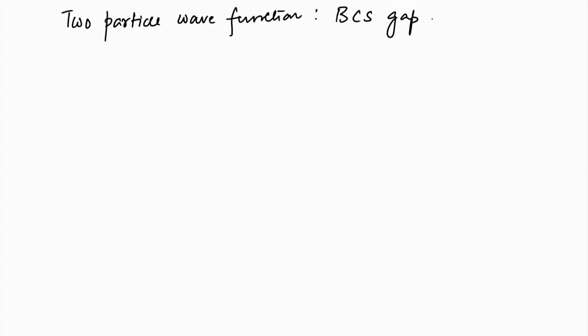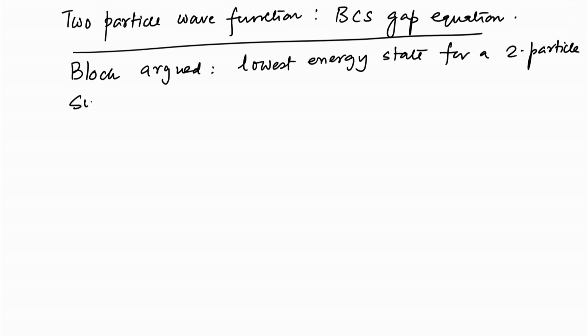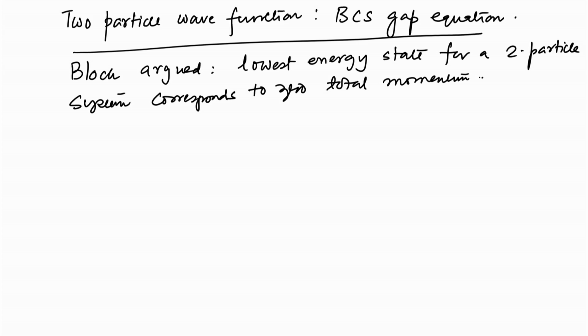Now, let us look at the two particle wave function. BCS gap equation. Okay. So, Bloch actually argued that the lowest energy state for a two particle system corresponds to 0 total momentum. So, the two electrons have equal and opposite momenta.